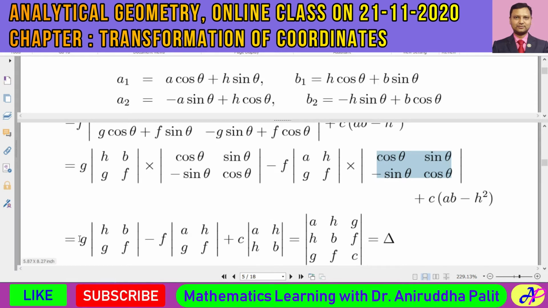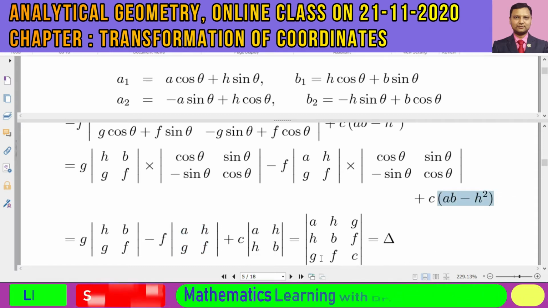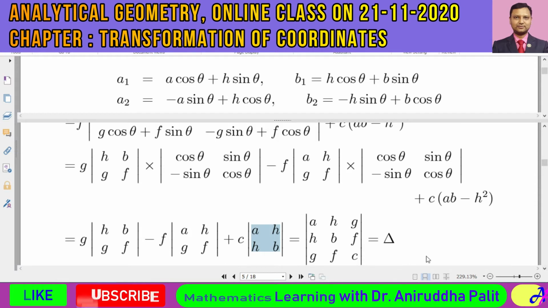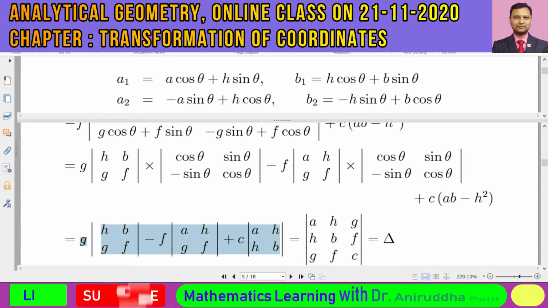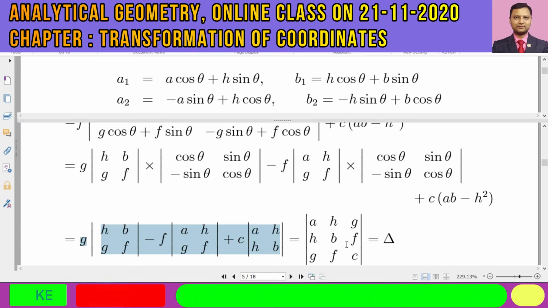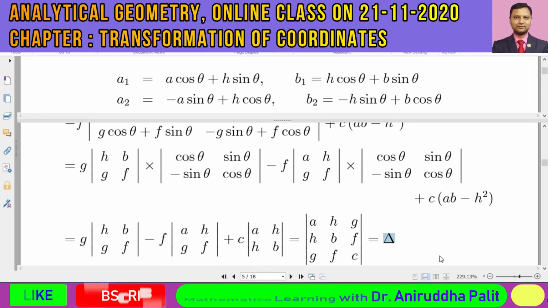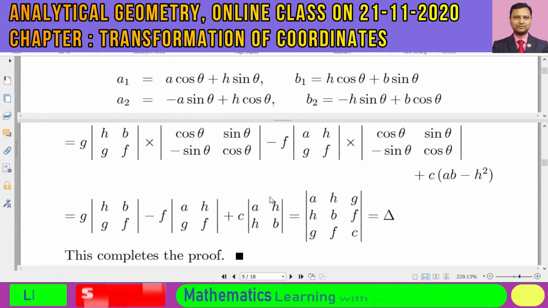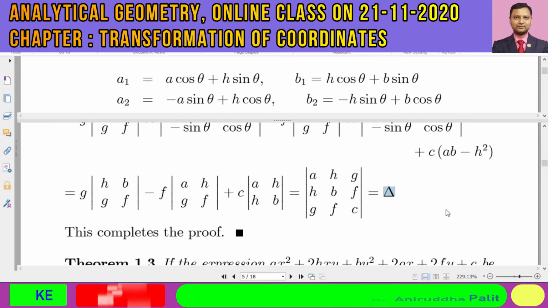And finally, what we have is g into the determinant h b g f, minus f into the determinant a h g f, plus c into this last expression ab minus h square, which can now be written as the determinant a h h b. Because of the presence of this plus and minus sign in alternate orders, we can now write this total expression as the determinant a h g, h b f, g f c, and that is nothing but equal to delta. So in this way, we can prove that we started with our determinant delta prime, and this delta prime is equal to the determinant delta. So this completes the proof of the last part.